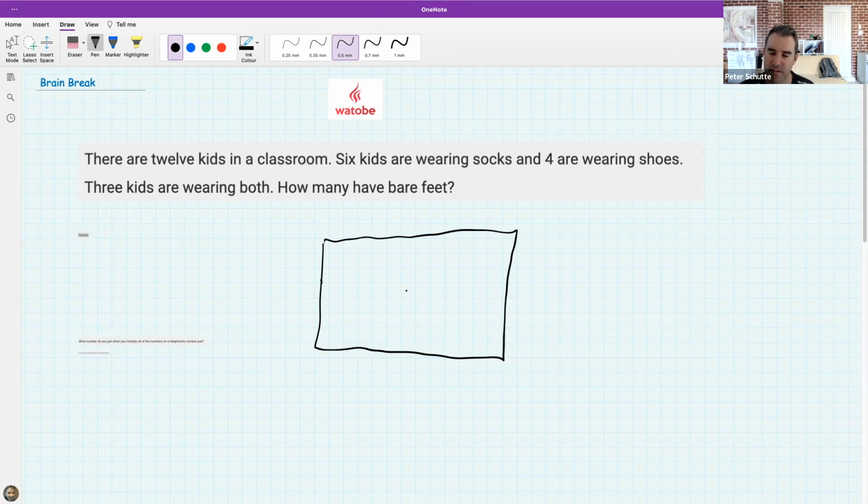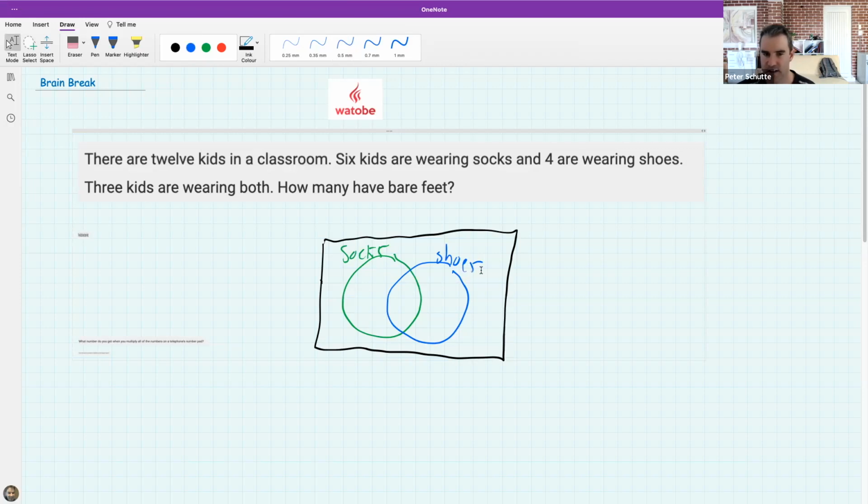So we have, I'll give you a hint. There are the people who are wearing socks. And there are people who are wearing shoes. Now, where are the people that are barefoot is the question. And who are the people that wear socks and shoes? I'll give you some time to think about this.